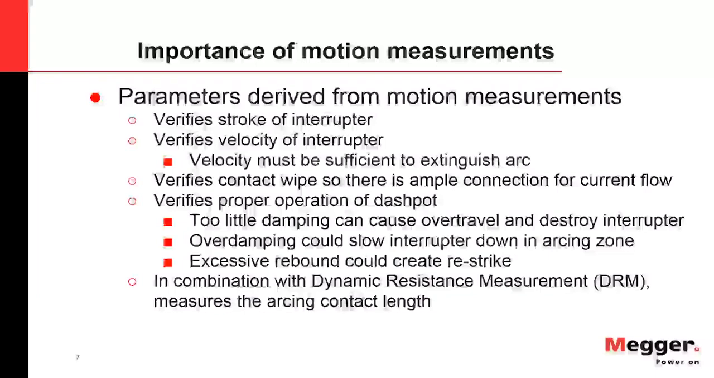If you have this dash pot in there, on that opening the velocities are very fast, so there's a lot of energy being dispersed from that mechanism. If you have too little damping, you can overshoot and bust apart that interrupter. If you have too much damping, it could hit and bounce back, and you could have some kind of restriction or slow-down in the arcing zone. But again, that velocity is what you need to interrupt that arc.